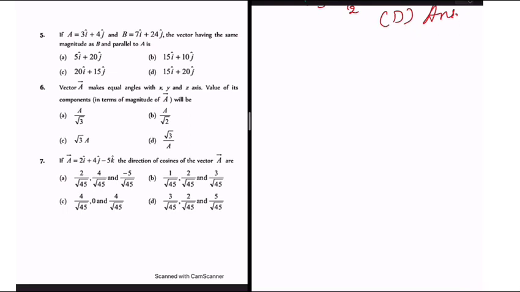If A is given, B is given, then the vector having the same magnitude as B and parallel to A is. See, interesting question. First of all, you can write like this. Vector A is given. What is that? 3i cap, 4j cap. Answer number 5.